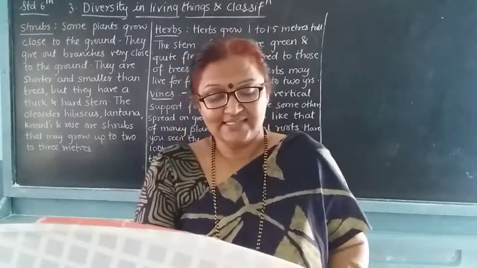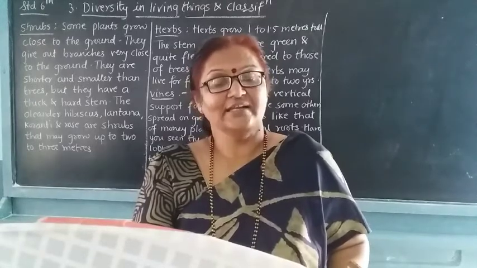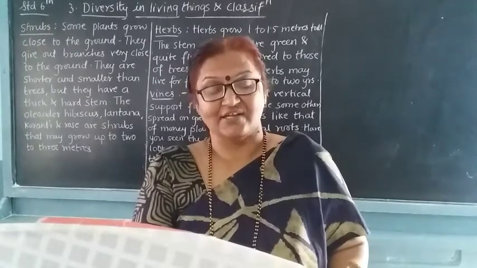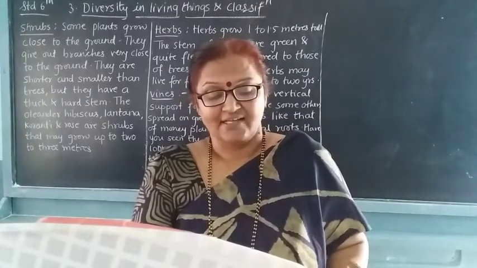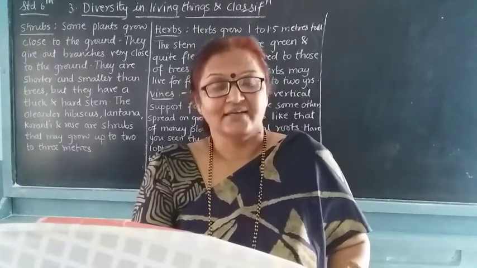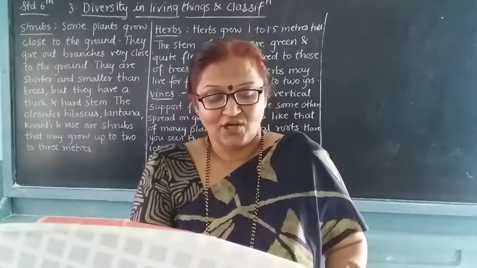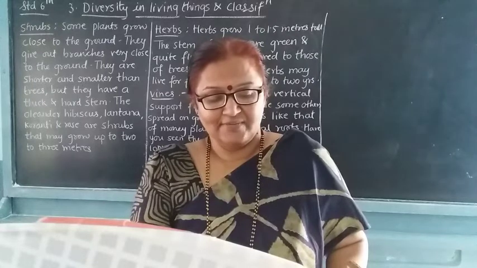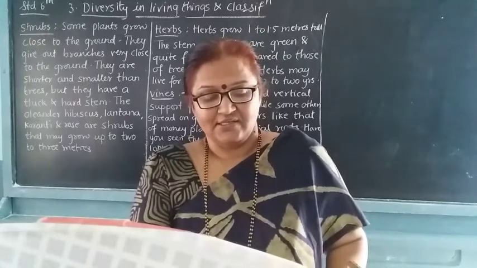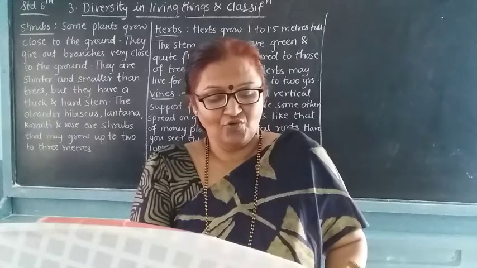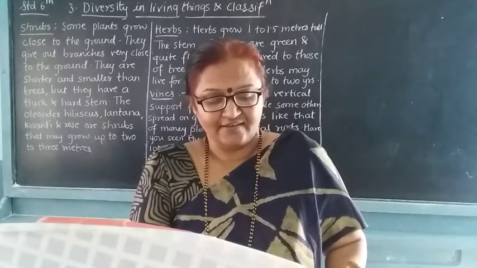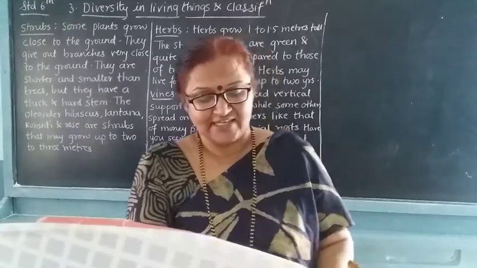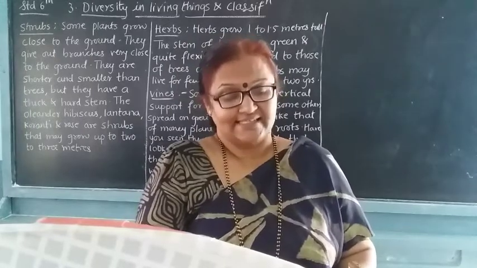The world's largest flower is found in Indonesia. The diameter of the flower of the plant Rafflesia arnoldii is about 1 meter. The world's smallest flower is of the plant called Wolffia or duckweed. Its diameter is very small, up to 0.5 millimeter.